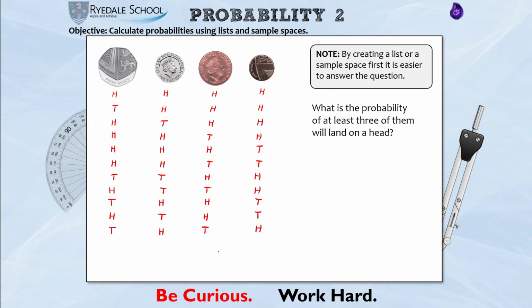Now what are we missing? Well, I need the combinations of 3 tails and 1 head. So I'll do that in a similar method to what I did previously, just shuffling that head along one place as we go. And I'm starting to run out of space. But there is one more combination with the 4 tails.